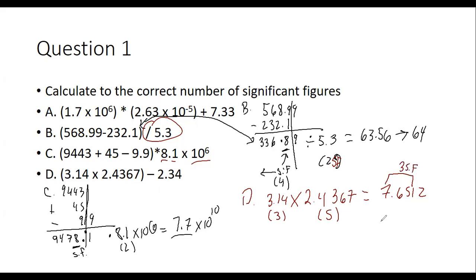That's important when it comes to the next step because we're doing subtraction. I draw a line after whatever has the least amount in the decimals. 2.34 has 2 numbers after the decimal that are significant. 7.6512 has 2 numbers after the decimal that are significant based on our rules. So our answer is going to have 2 numbers after the decimal, and then it should just be 5.31.